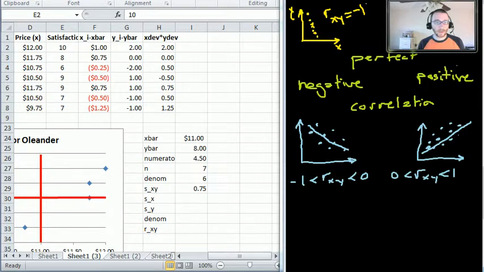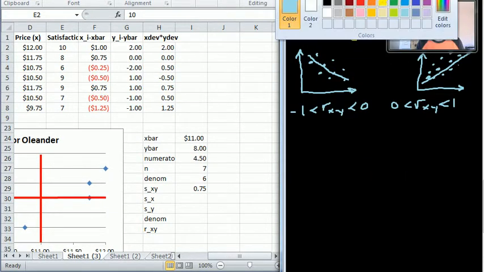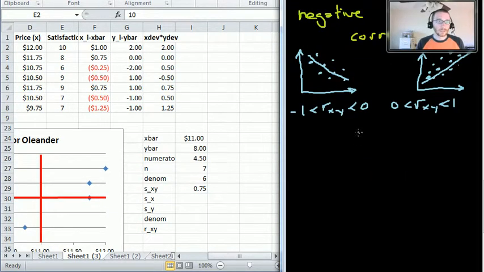And then we have cases where we have no linear relationship. And there are some weird cases here. Now, no relationship at all is one of these, right, where you just have a star field.